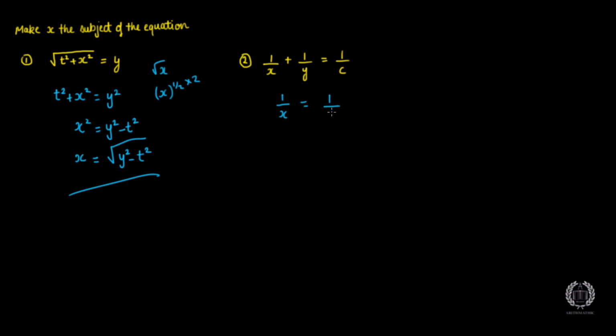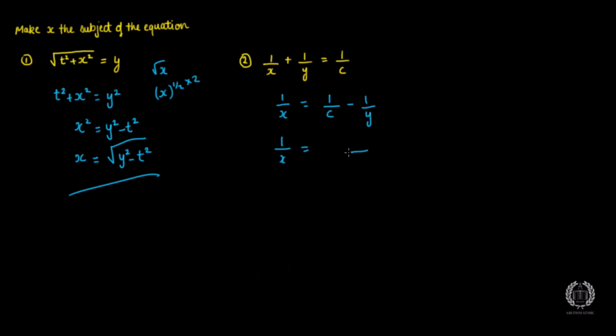So what you have is 1 over c, not plus. If you bring 1 over y to the other side, it becomes minus, so minus 1 over y. Now, because we want to make x the subject, what we need to first do is solve this algebraically, like a fraction, because otherwise we can't do anything. So we're going to keep 1 over x like this, and we're going to solve this.